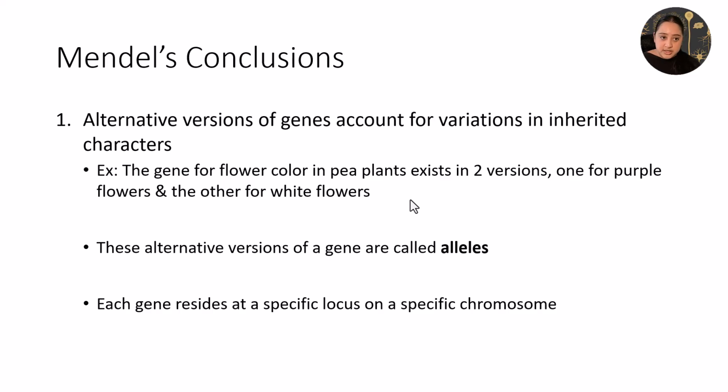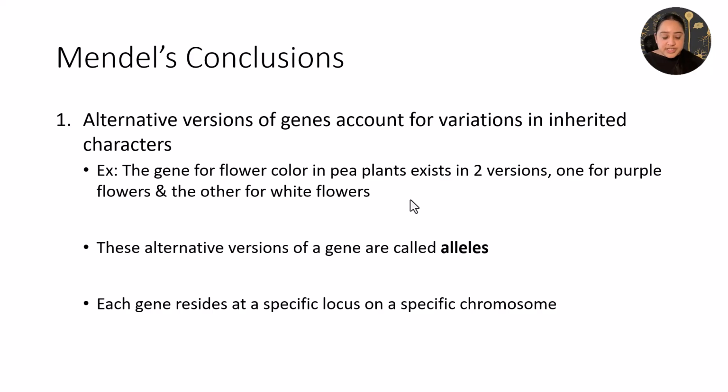So conclusion 1: he concluded through all this data that alternative versions of genes account for variations in inherited characters. In a population of one kind of organism, there's variation. Off the top of my head, I'm thinking pigeons. There are pigeons that are more solid in color, and some that have different colors. So he reasoned that the variations come from alternative versions of genes, and those get passed along.